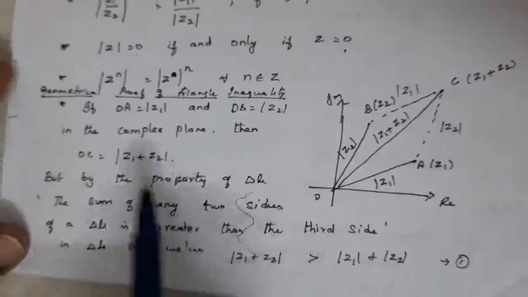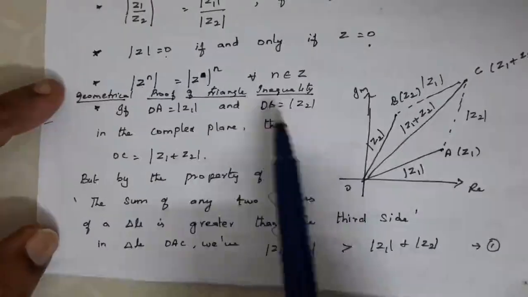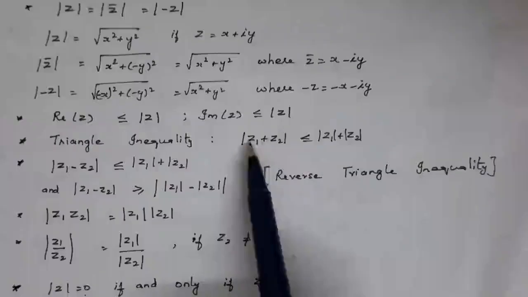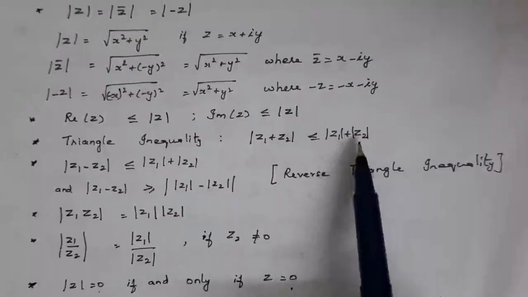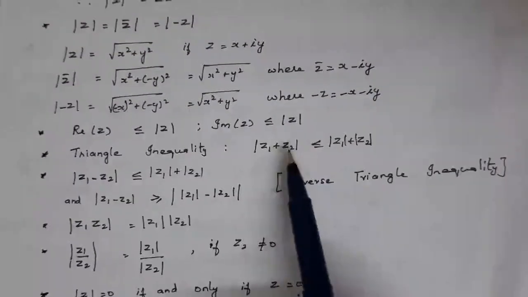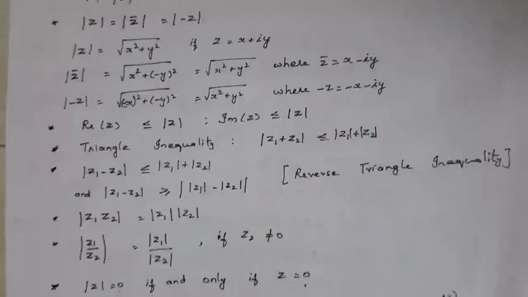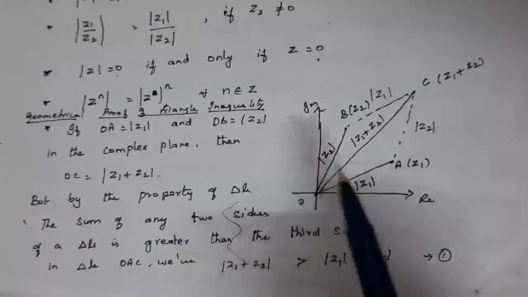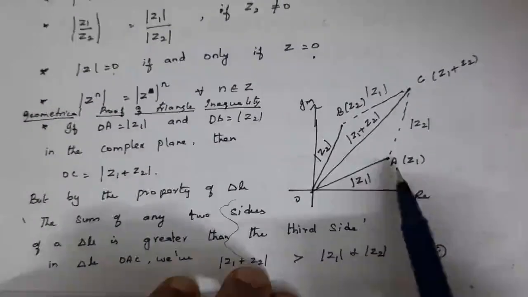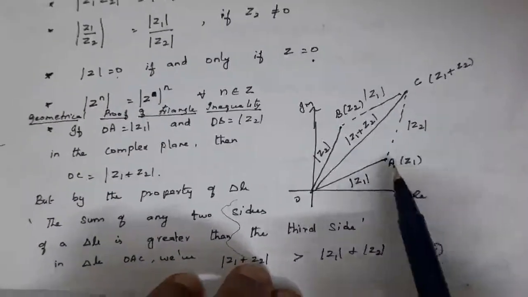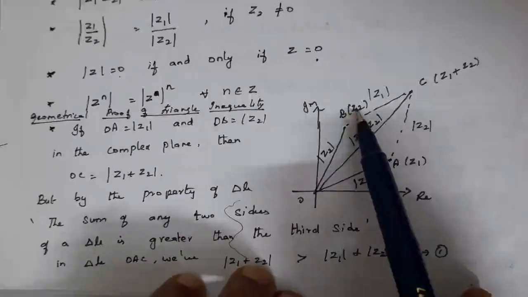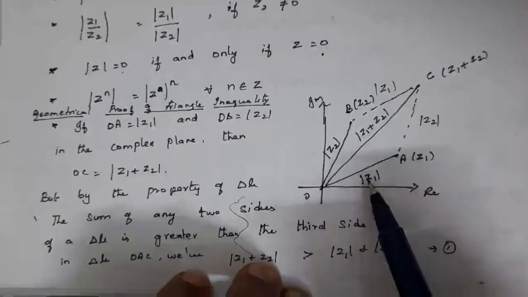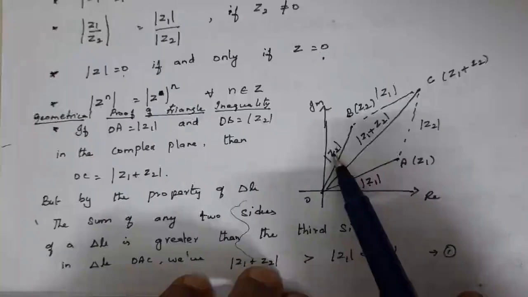Now let us see the geometrical proof of the triangle inequality. So what is the triangle inequality? Modulus of z1 plus z2 is less than or equal to mod z1 plus mod z2. We can prove this even using geometry. Let us consider the complex plane, where the complex number z1 is represented by the point A and the complex number z2 is represented by the point B. So by definition, OA will be modulus of z1 and OB will be modulus of z2.